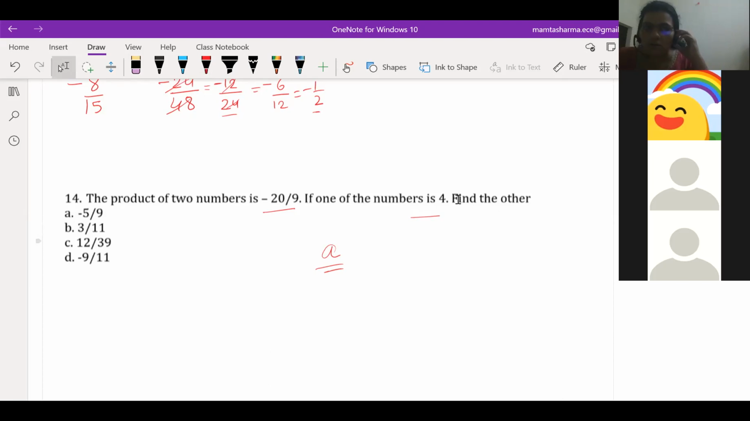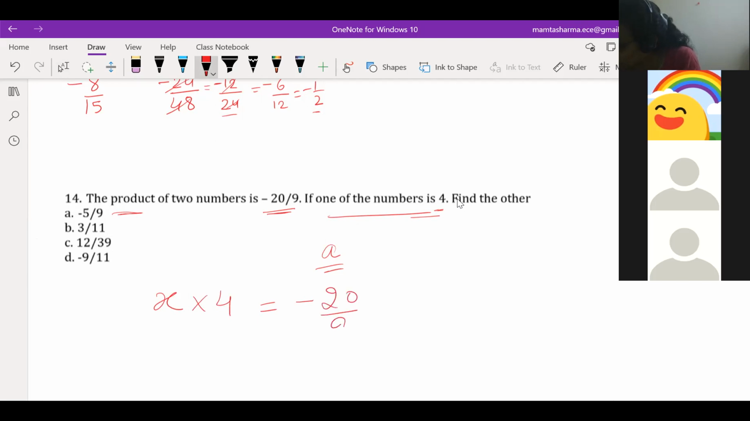In these type of questions, if they ask for the other number, assume that the other number is X. One of the numbers is 4, and their product, meaning the multiplication of these two numbers, is minus 20 by 9. So I'm assuming my first number is X and the 4 is already given, and their multiplication is equal to minus 20 by 9. Now find out the value of X.